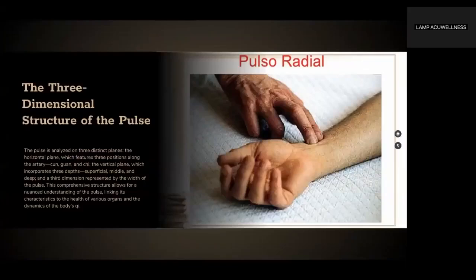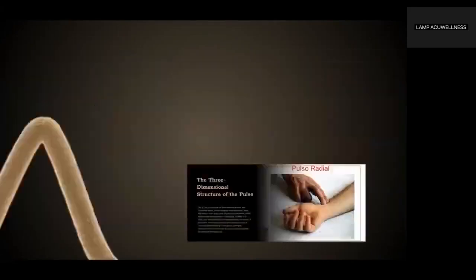The pulse is analyzed on three distinct planes. The horizontal plane, which features three positions along the artery, Chun Quan Shu. The vertical plane, which incorporates three depths, superficial, middle, and deep, and a third dimension represented by the width of the pulse. This comprehensive structure allows for a nuanced understanding of the pulse, linking its characteristics to the health and various organs and the dynamics of the body's chi.